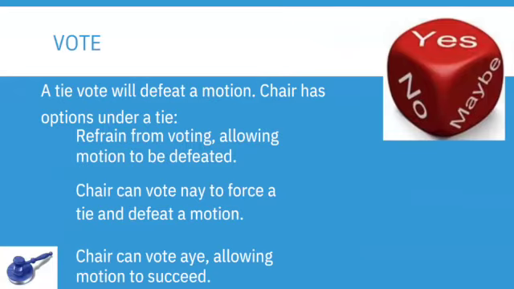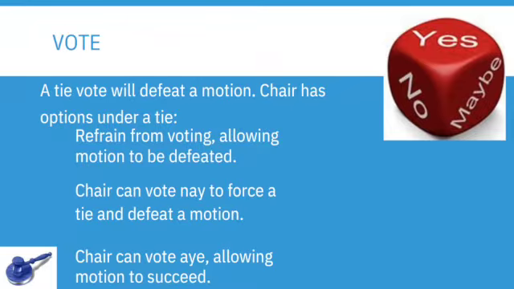Now, a tie vote will defeat a motion. So let's say a motion was on the floor and 20 said yes, 20 said no. That motion fails. Now, the chair has a couple of options under a tie. The chair usually refrains from voting, which will allow the motion to still be defeated. Or the chair can vote no to force a tie and defeat a motion. The chair can vote yes, allowing a motion to succeed.